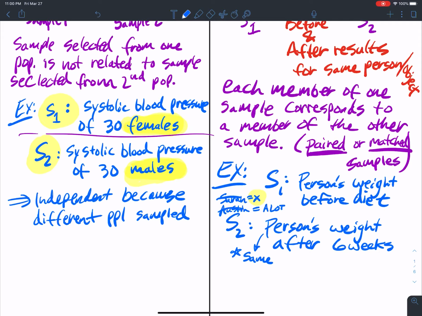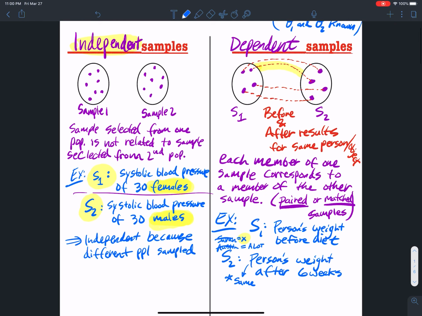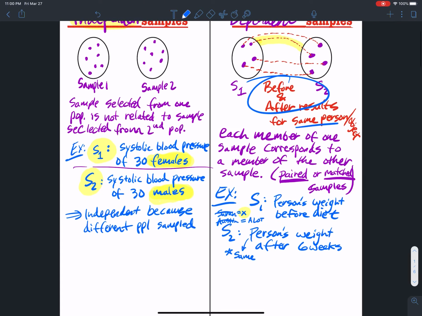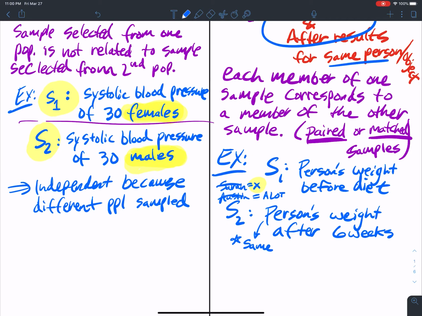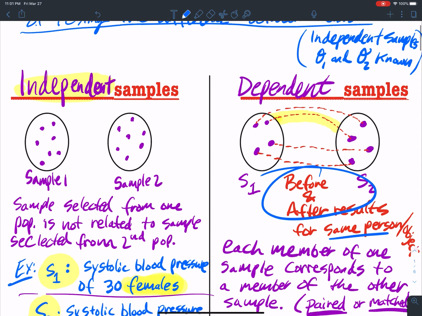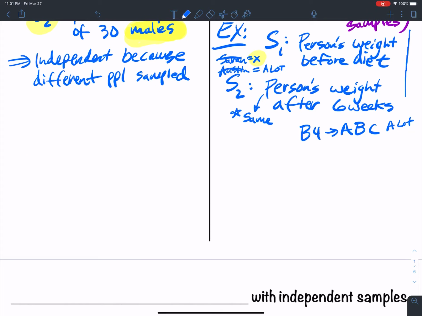So when we're talking about before and after data, we're talking about before and after data on the same individual. So I want to compare, what was my weight before I started the diet. So before the diet, I weighed a lot, right? But after the diet, I weighed a lot minus 5 pounds, okay?